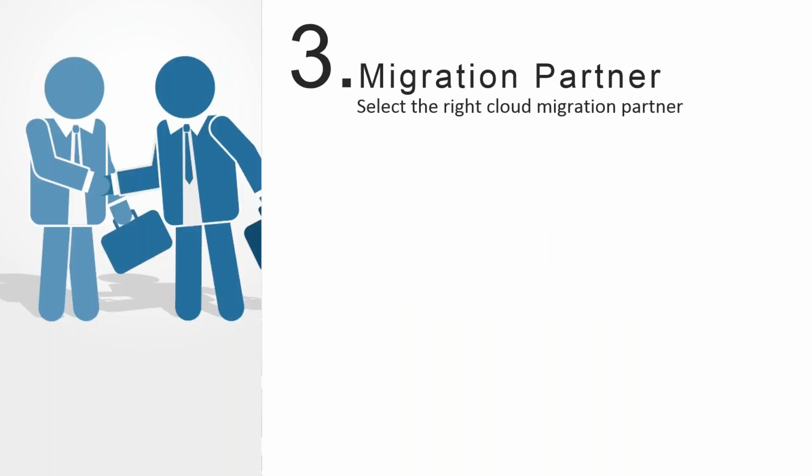Step 3, migration partner. Selecting a partner can actually happen at any time, depending on your capabilities and obviously your availability. If at any point you realize you don't have the resources or know-how to perform some of the required assessments and properly execute the migration strategy, selecting a trusted cloud partner very early in the process can be the difference between a successful migration and a complete disaster.